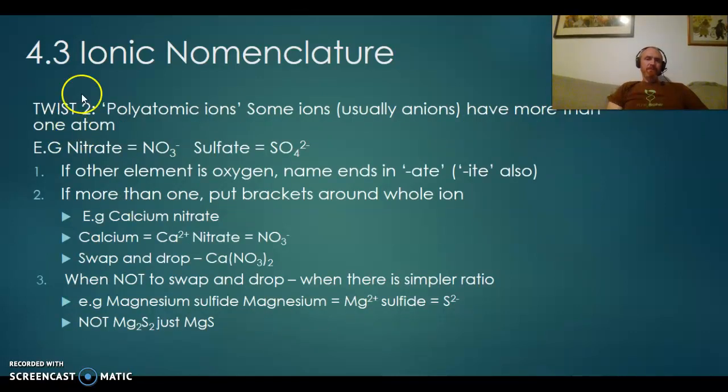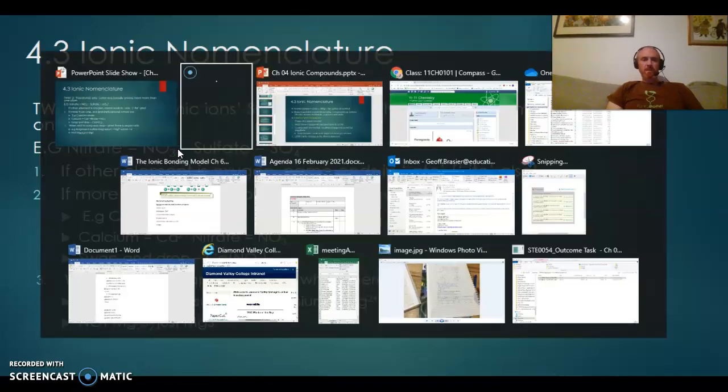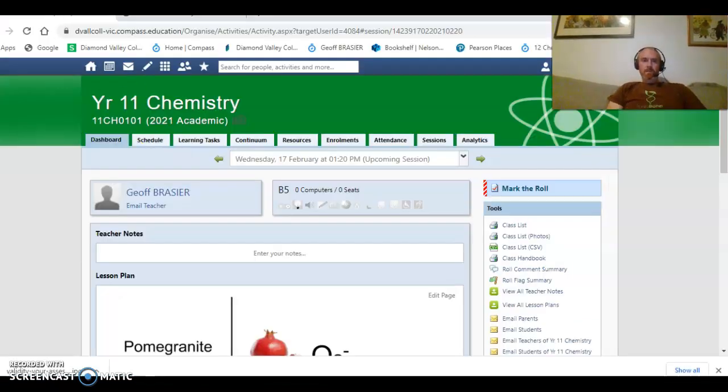Twist number 2, what are called polyatomic ions. Poly just means many, atomic meaning atoms. And so these are ions, usually anions, which have got more than one atom. For example, nitrate, which is NO3 negative. I'm just going to quickly swap into the textbook here.